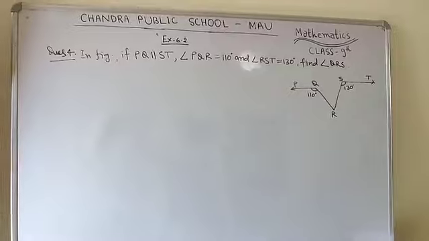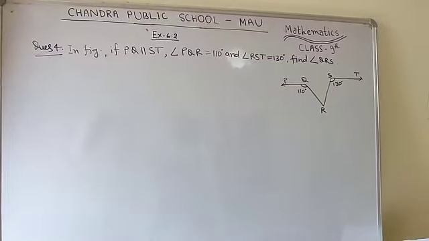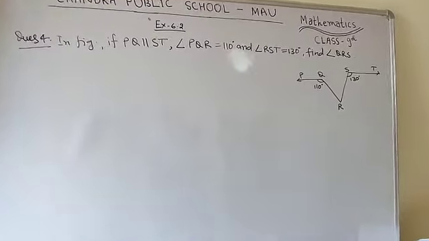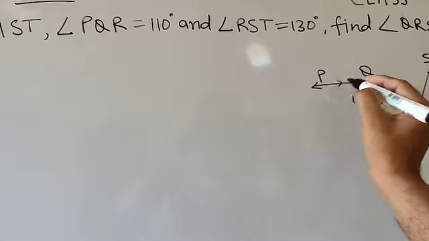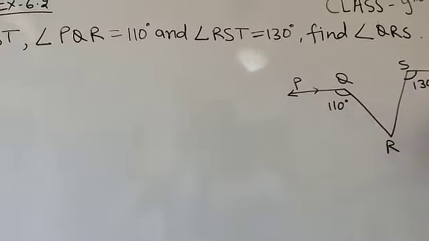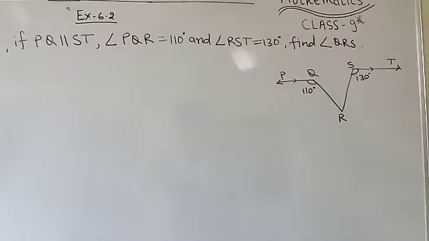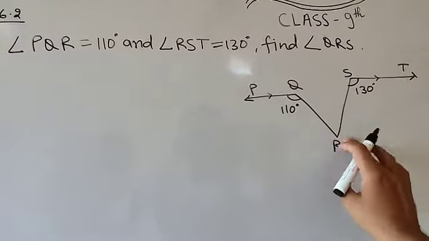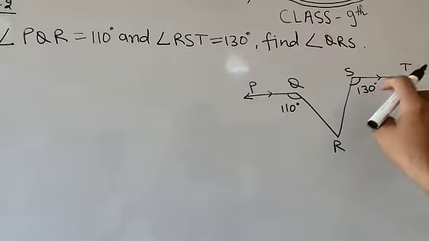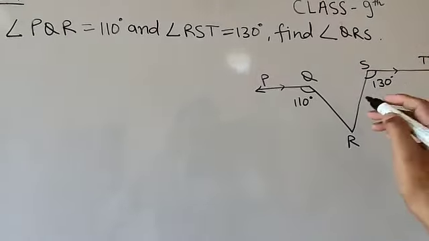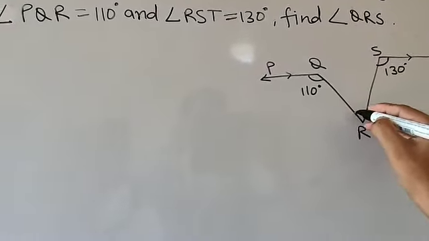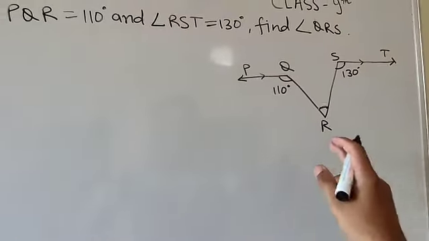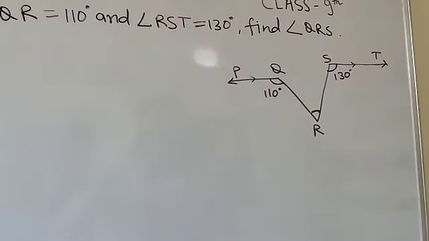Now students, here it is question number 4. In the given figure, if PQ parallel to ST, it means these two lines are parallel to each other, and angle PQR is equal to 110 degrees, angle RST equal to 130 degrees, then you need to find angle QRS. You need to find the value of this angle QRS.